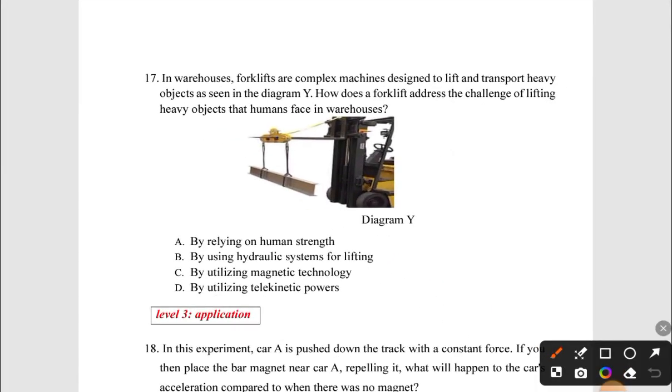Question 17. In warehouses, forklifts are complex machines designed to lift and transport heavy objects as seen in the diagram Y. How does a forklift address the challenge of lifting heavy objects that humans face in warehouses? A. By relying on human strength. B. By using hydraulic systems for lifting. C. By utilizing magnetic technology. D. By utilizing telekinetic powers. The answer to question 17 is B. By using hydraulic systems.